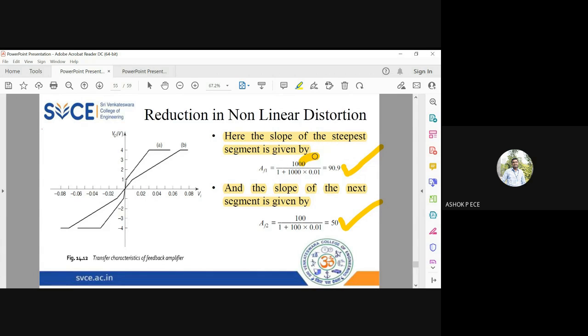See, compare 1090. It is very far. Compare 150. They are very close. So what you can say, the variation in slope is very, very minimum. Or I can say the linearity here is very less because the values are far apart, but the linearity here is very, very large because the values are very close. Very close means you can approximate that by a straight line.